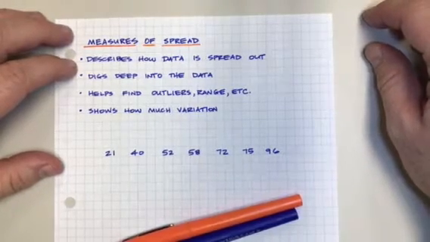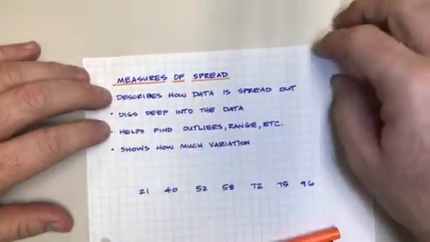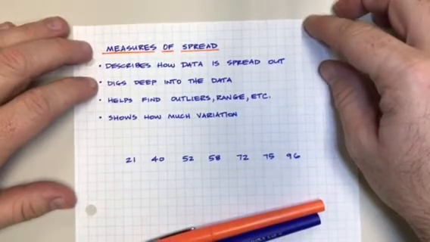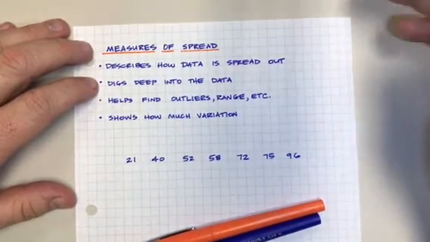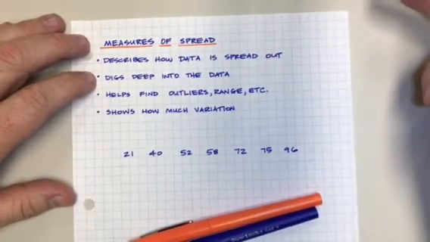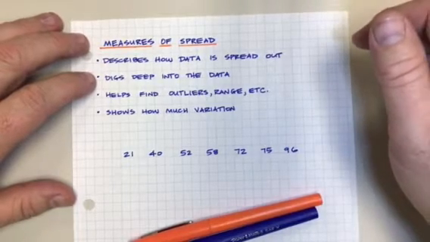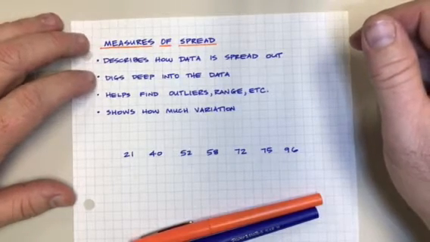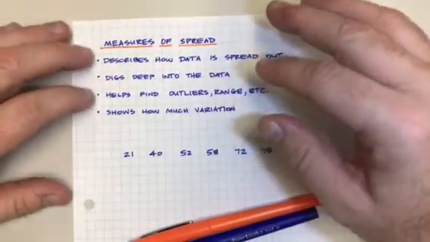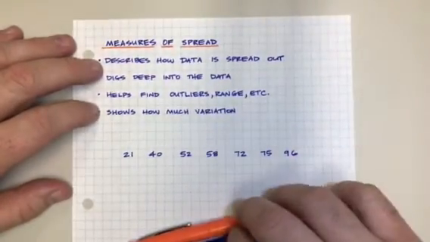I'm going to try to give you some homework help on finding measures of spread tonight. Measures of spread describe how the data is spread out. It helps us dig deep into the data to find out what's going on. It's a little more than just knowing what the average is. It helps us find outliers if we have any. It shows us what the range is and more. It shows us how much the data varies from one end to the other. And it just kind of helps us look at it as a whole.